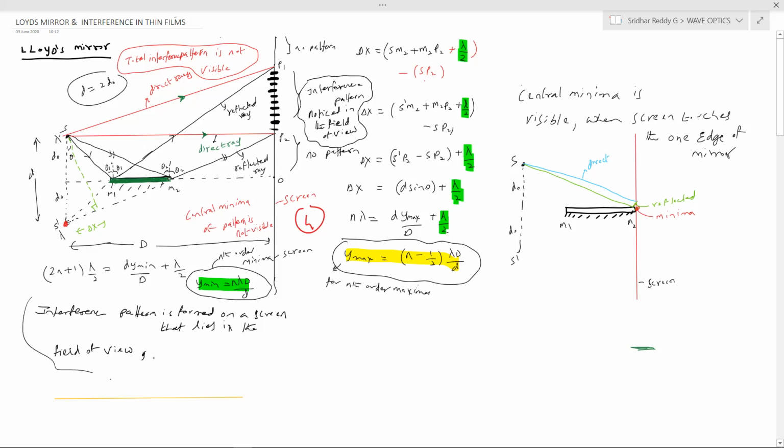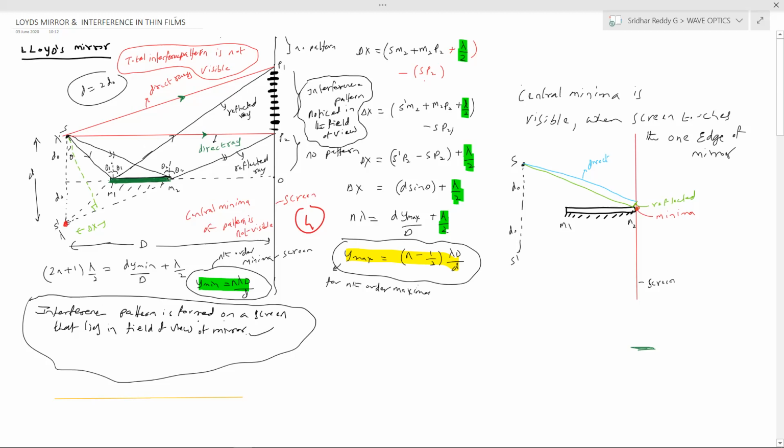Okay, this is one very important statement which will help you a lot when you're going to take any numericals. Let me put that down: on a screen that lies in the field of view of the mirror. Okay, got this. So there's one very fundamental, very important idea. Now let's get into the fringe width, the positions of maxima, and other things.